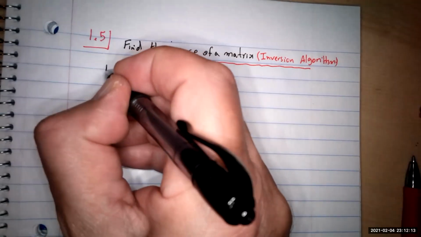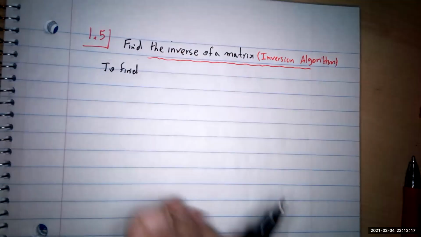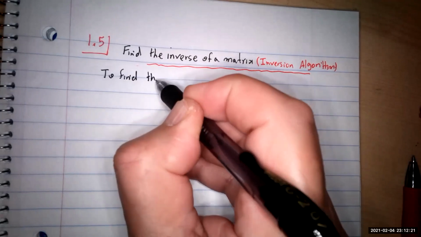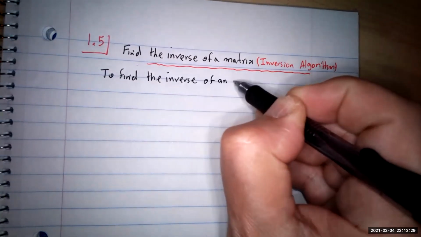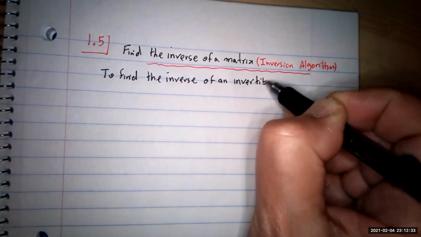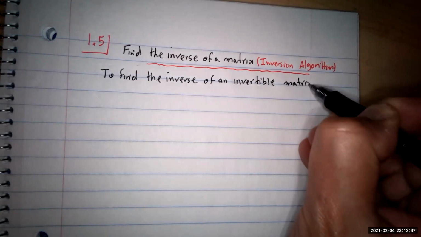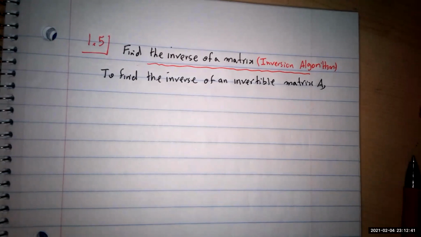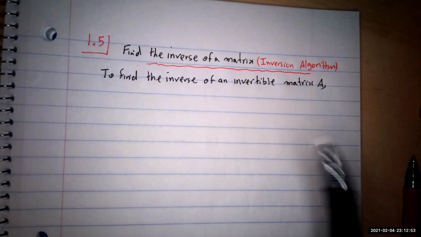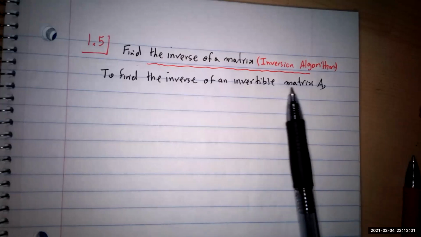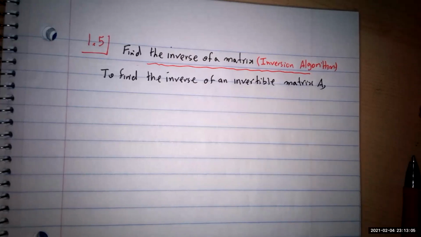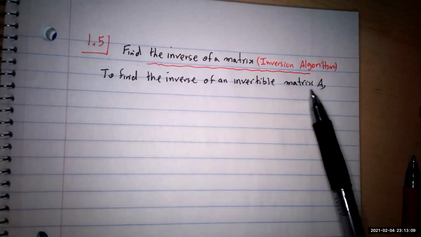So what's the inversion method? To find the inverse of an invertible matrix A, this is what we're going to do. We are going to use a number of elementary operations, like the ones that we did for row echelon form. We apply them to this matrix A to change it into the identity matrix. Remember the identity matrix? If it's going to be 2 by 2, it's 1, 0, 0, 1.